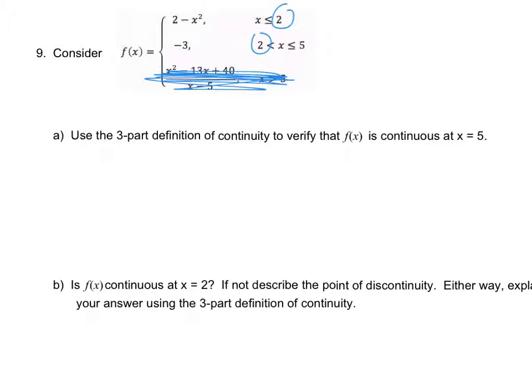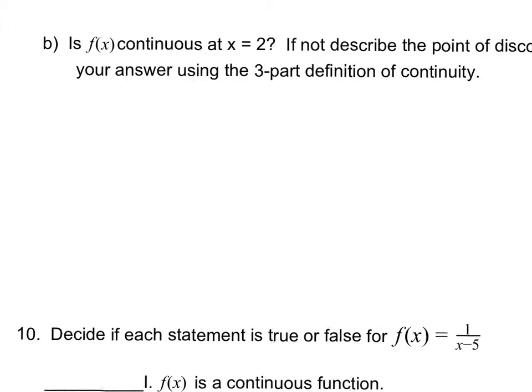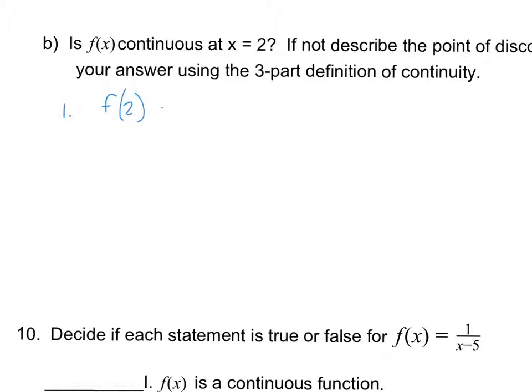So is the function continuous at x equals 2? I need to give myself a little more room. So look at your paper. You've got the function in front of you. Step 1: is the function defined at 2? So f of 2 is, and in this case I'm using the top piece, that's where the equal part is, 2 minus 2 squared, which is 2 minus 4, which is -2.